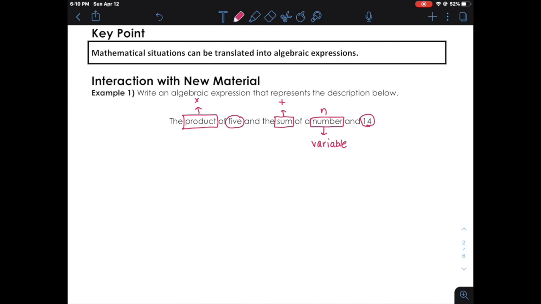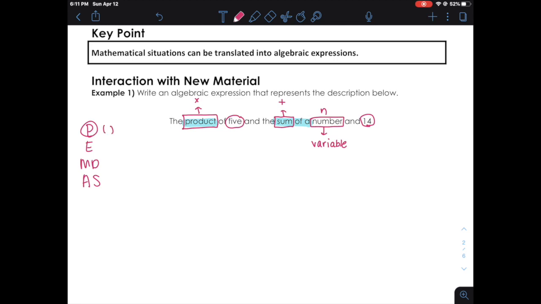So whenever you see the sum of, that's going to tell us that we need to make sure that that sum happens first. How can I make sure that an addition problem happens before a multiplication problem? Because I know I'm going to have to multiply because of the word product. And according to PEMDAS, multiplication comes before addition. So how can I guarantee that this addition problem of n plus 14 comes first? I use parentheses, guys. The first step of PEMDAS is parentheses.